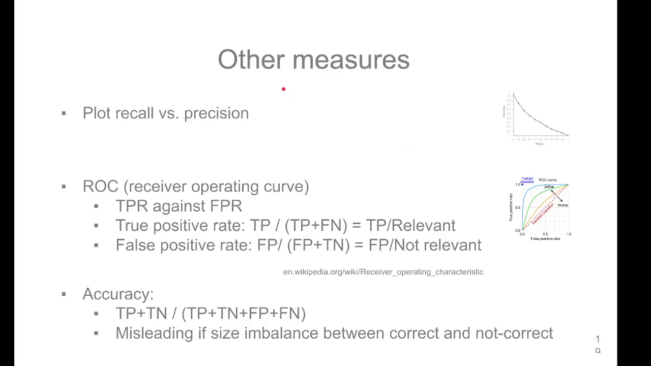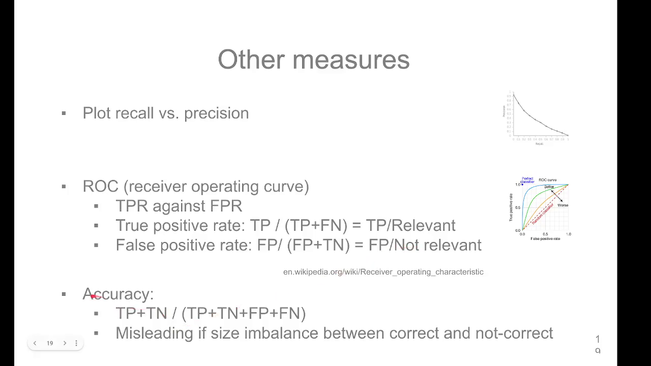There are other measures of how to evaluate machine learning algorithms and search in general, and these are, for example, plots where we plot the recall against the precision, and you see how an increase in one leads to a decrease in the other, or receiver operating curves, which typically look like this. You plot on one axis the false positive rate, on the other axis the true positive rate, and the true positive rate is the true positives divided by all of the relevant ones, and the false positive rate is the false positives divided by all of the ones that are not relevant.